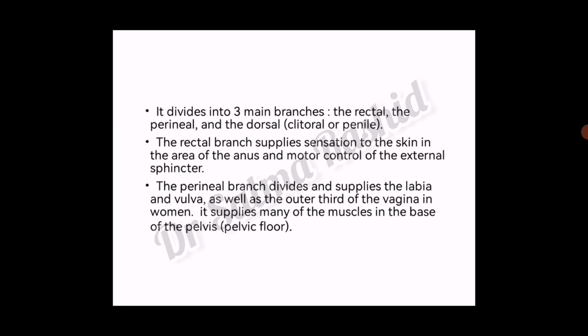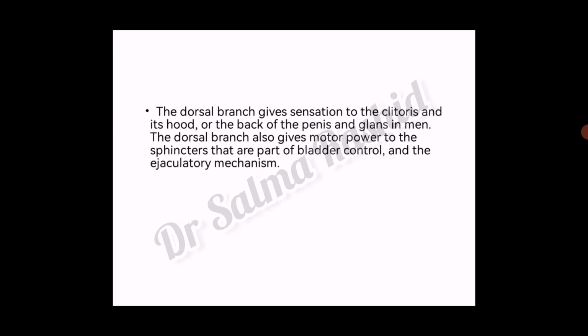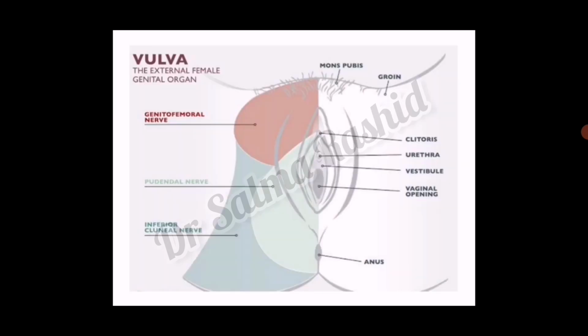The rectal branch supplies sensation to the skin in the area of the anus and motor control to the external sphincter. The perineal branch divides and supplies the labia and vulva, as well as the outer third of the vagina in women. It supplies many of the muscles in the base of the pelvis. The dorsal branch gives sensation to the clitoris and its hood, or the back of the penis or glans in men. The dorsal branch also gives motor power to the sphincters that are part of the bladder control and the ejaculatory mechanism. Now in this picture you can see the sensory innervation of the pudendal nerve shown in light green color.